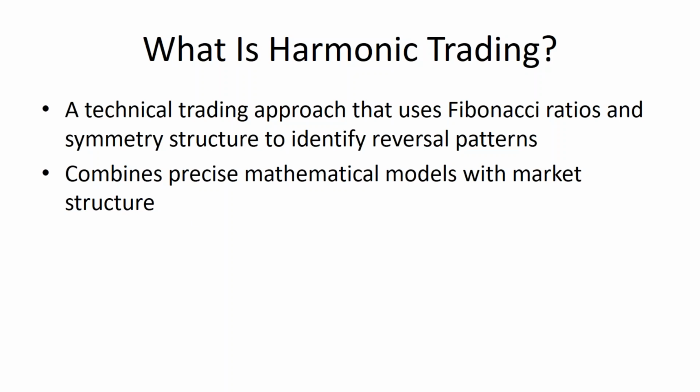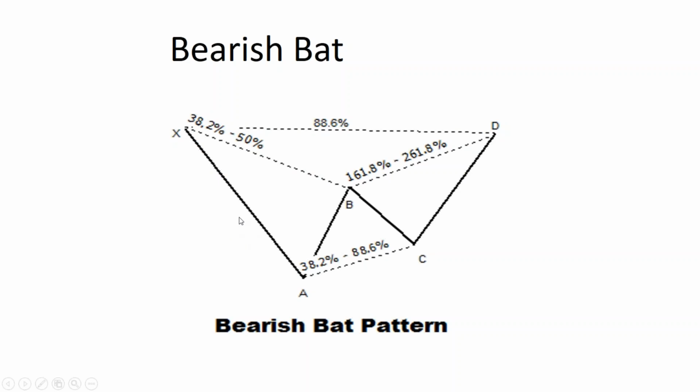Let's jump right in and take a look at the BAT pattern, and we'll start with a bearish version. You can see the BAT pattern starts with an initial bearish swing from an X to an A point. We then get a retracement higher, our AB leg, which should complete into the 38.2 to 50% retracement of that initial XA leg. From there, we get a retracement lower, giving us a higher low into the 38.2 to 88.6% retracement of that initial AB leg.